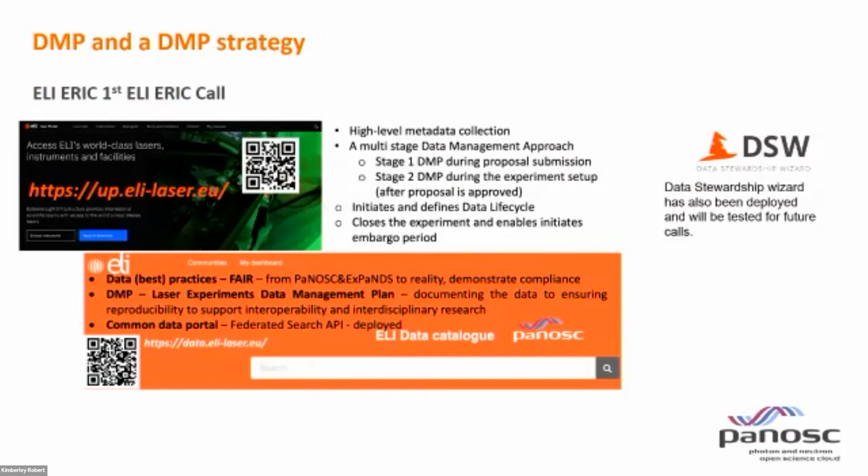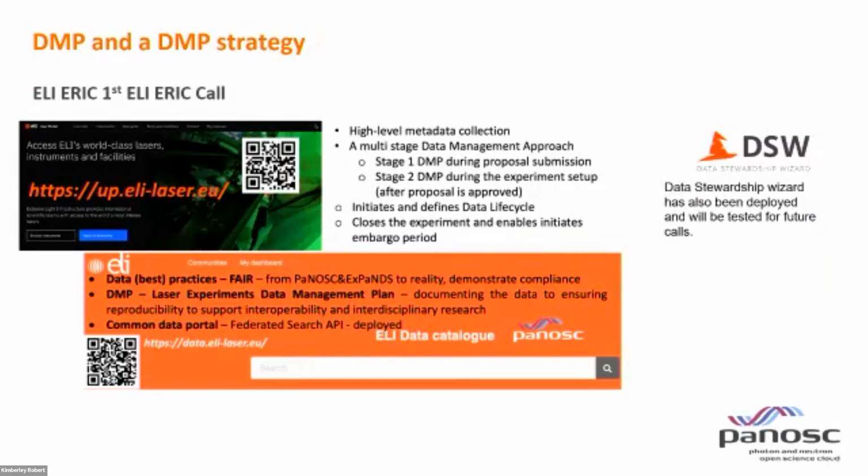The DMP strategy, as I said, for the first ELI-ERIC call, is multi-stage. In stage 1, during the proposal submission, we collect the minimum required information about the experiment. And the second stage is in the experiment preparation phase, so it should take place when the experiment is scheduled. And there, the facility team is going to get involved in supporting the user to provide the necessary information.